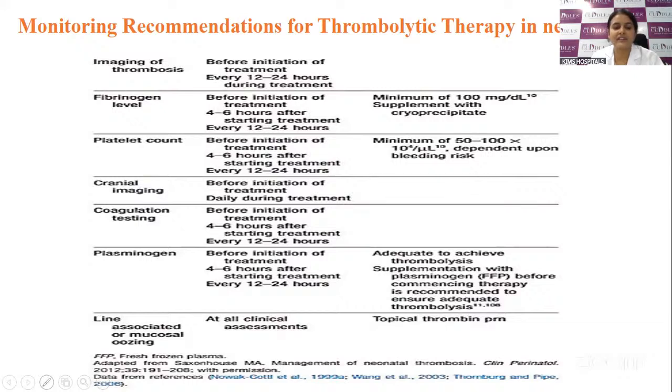Coagulation tests have to be done before starting the treatment, then 4 to 6 hours after the treatment, and every 12 to 24 hours. Plasminogen also is checked before starting the treatment, then 4 to 6 hours after starting the treatment, then every 12 to 24 hours.